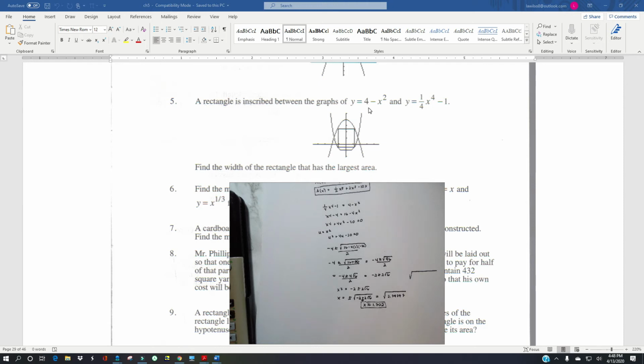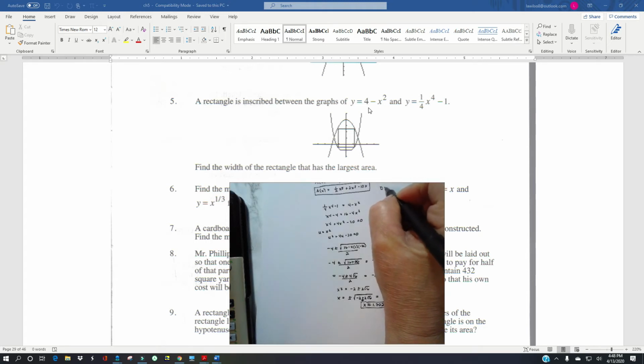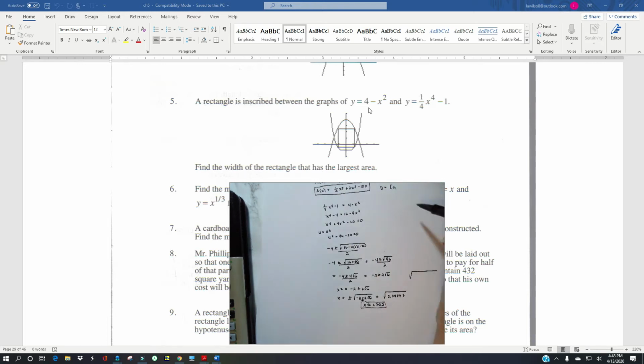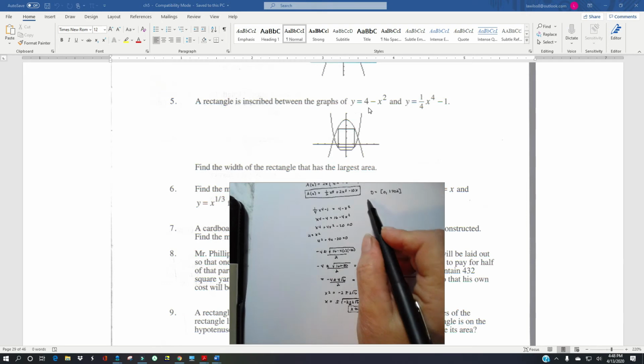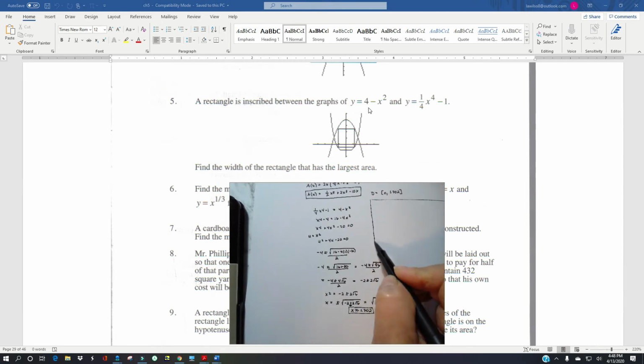It's not my critical number. It's the endpoint of my domain. Why? Well, because the domain goes again from 0 to that point of intersection, 1.702. So I have a function and I have a domain, and now thankfully I can take the derivative. So let's see if I can do it in this space over here.